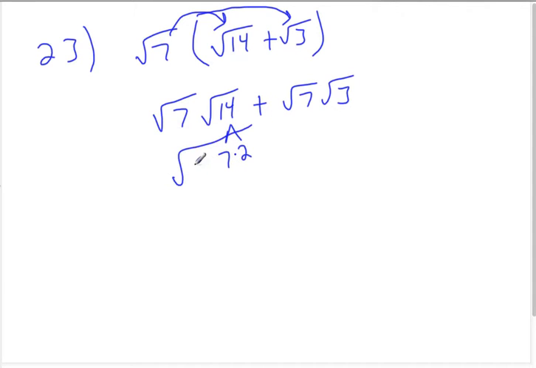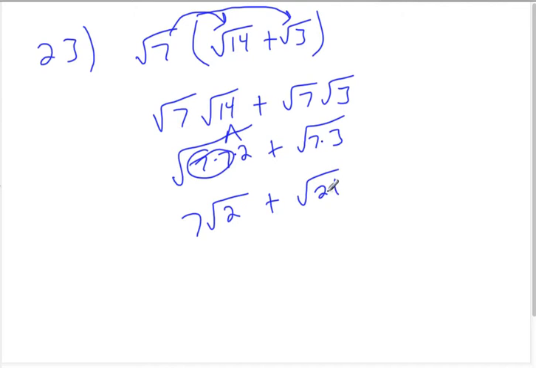So what we really have is the square root of 7 times 2. Here it's not going to really help because 7 and 3 don't have any pairs. But here we have a pair. So we have 7 root 2 plus root 21. And that is going to be the final answer, because there's nothing more to simplify. And we're going to go to 24.